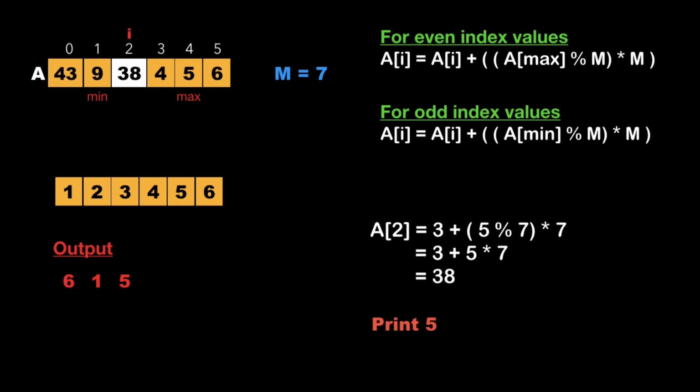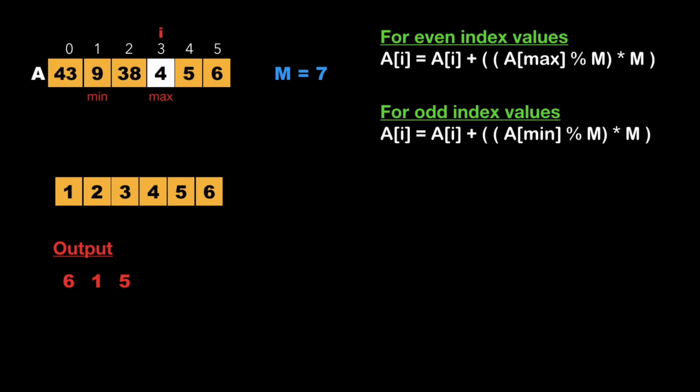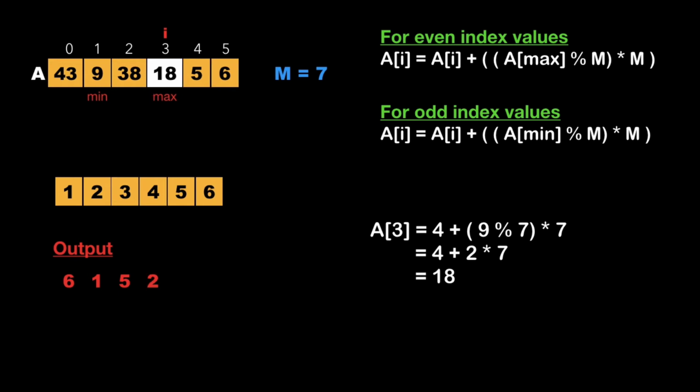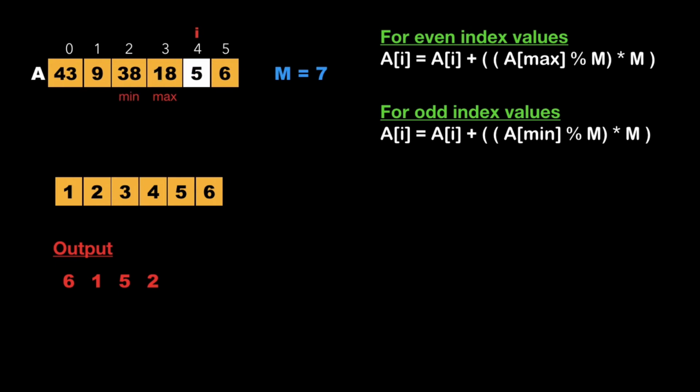So again we increment the value of i and decrement the value of max. Now i points to 3, which is an odd number. Therefore we calculate the value of a of 3 as 4 plus 9 mod 7 into 7. So the value of a of 3 will be 18. Let's update the contents of a of 3 and then print 18 divided by 7, which is 2. Again we increment i and also increment min as well.